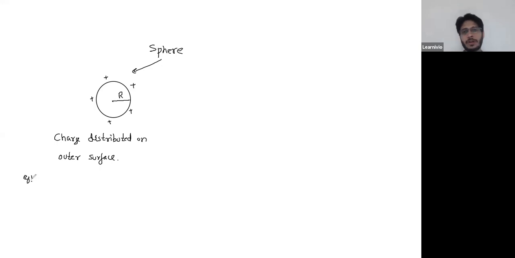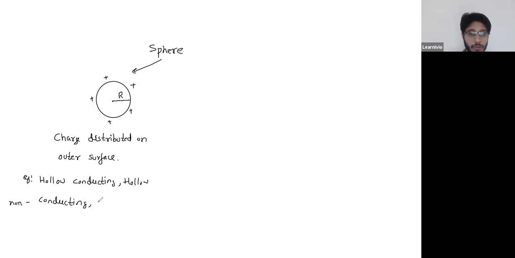The examples of this type of charge configuration include if you have a hollow sphere. Since the sphere is hollow, there is no material inside the sphere, so charge will distribute only on the outer surface. It could be hollow conducting or hollow non-conducting. It won't matter; you will get the same type of charge configuration.